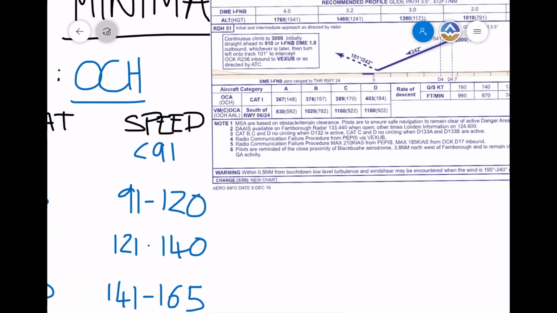Step 1 then for calculation of our minima is choose that obstacle clearance height. One more thing to mention about our obstacle clearance heights is if you have a look here in this box, going from left to right, like this, the obstacle clearance height, which is given in brackets, gets higher and higher as our approach speed gets faster and faster. Now there are 2 reasons for this, one of which is inertia, the other of which is aeroplane speed. The aeroplane going faster means it travels a larger distance in the same amount of time.